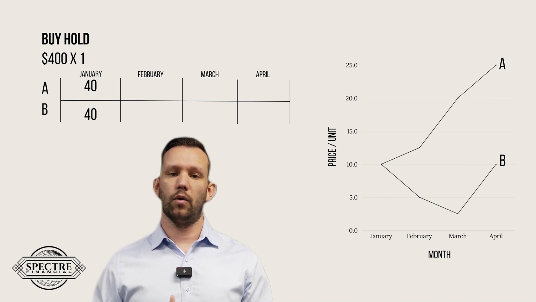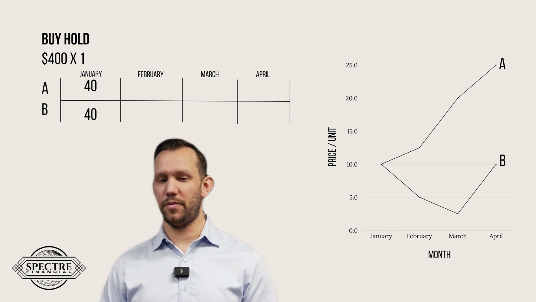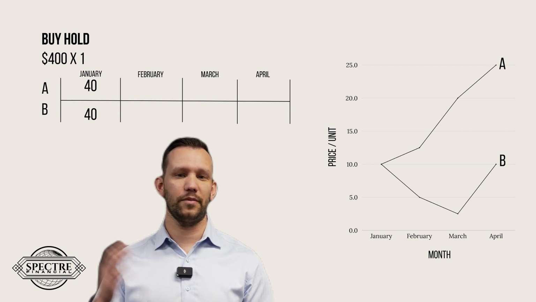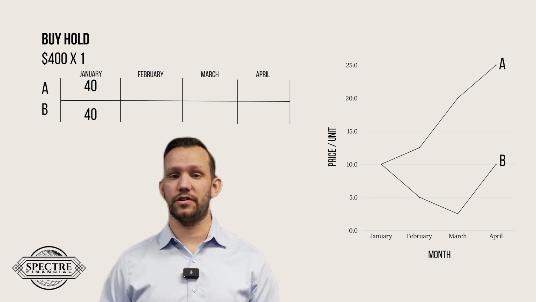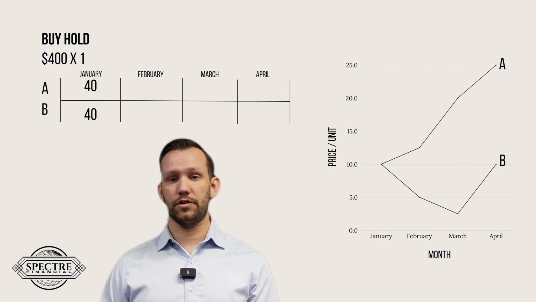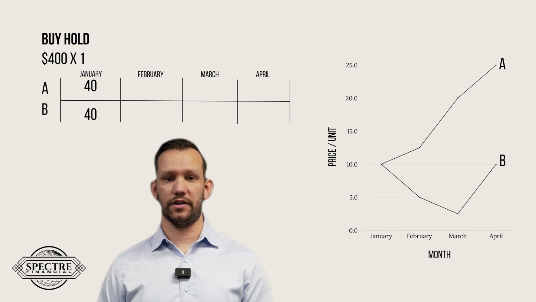And so what I always tell my clients is to pick a fund. Which one would you want, A or B? Most of them always choose Fund A because we always want the thing that's going up. And when it comes to buy and hold, that is actually the right answer. So we're going to spend $400 for both Fund A and B. We're going to buy 40 shares because each share is worth $10.